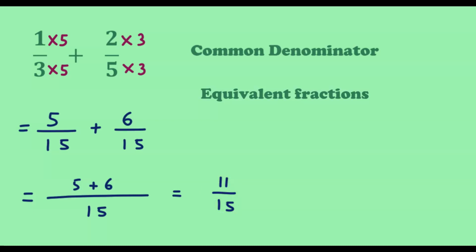So how do we add two fractions with different denominators? First of all, we determine a common denominator. Then we rewrite the fractions into equivalent fractions having that common denominator. And then using the rule for adding two fractions with the same denominator, that is by adding the numerators and then writing that over the common denominator, we will get the sum of our two fractions.